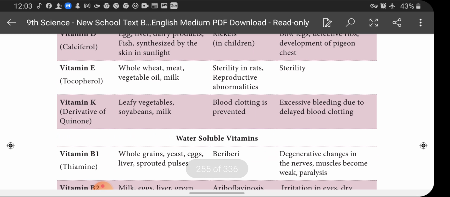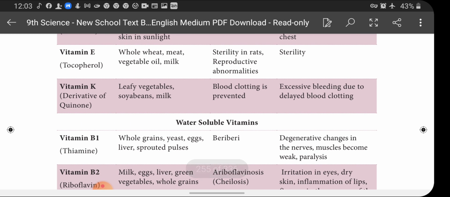Next we'll see about vitamin E. It is commonly called tocopherol. Whole wheat, meat, vegetable oil, milk are the dietary sources of vitamin E, and its deficiency disorder is sterility in rats, reproductive abnormalities. Sterility is its symptom. Then vitamin K, it's a derivative of quinone, and its dietary sources are leafy vegetables, soybeans, milk. And its deficiency disorder is that blood clotting is prevented. Then what are the symptoms? Excessive bleeding due to delayed blood clotting.